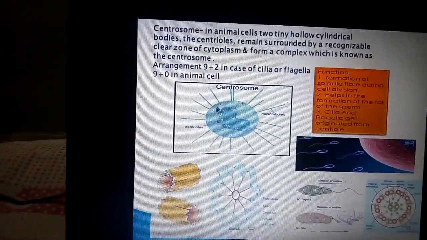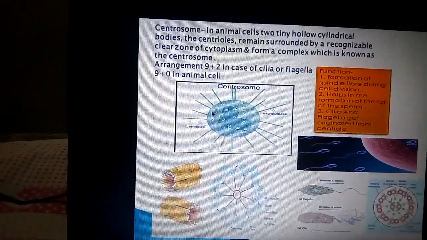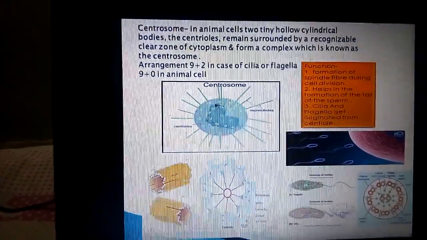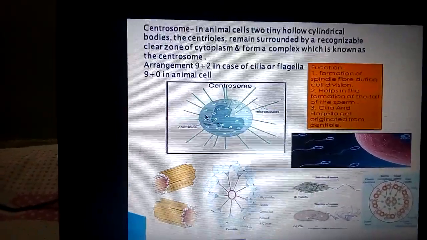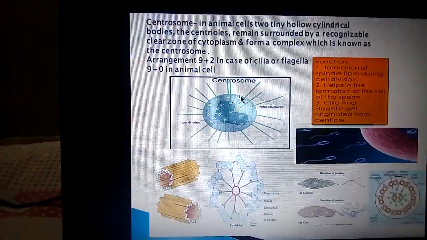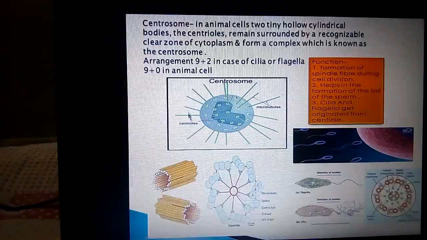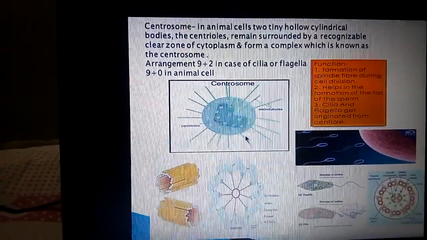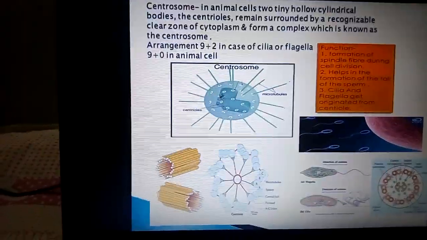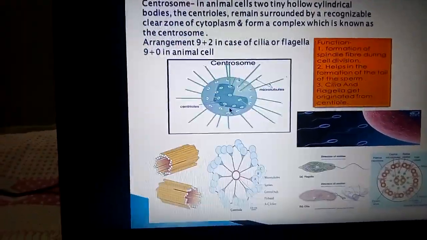The centrosphere is the dense cytoplasm surrounding the centrioles. This is known as centrosphere. So, these are the parts of the centrosome. Now, we know about the ultrastructure of centriole.